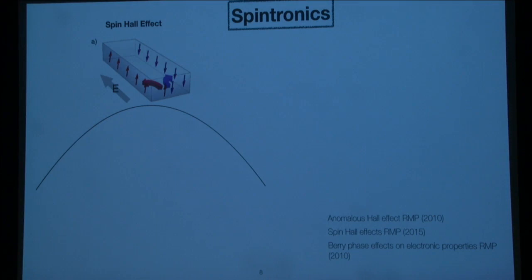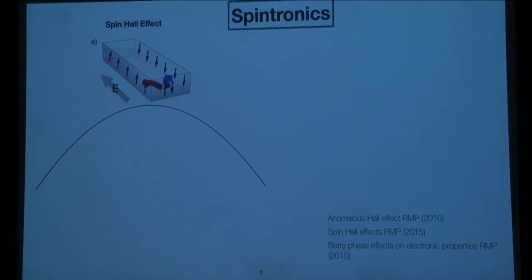But let's continue with this idea of spintronics. One of the big things in transport of spintronics is called the spin Hall effect. As you send a current through a normal metal, say something like platinum, the up spins and down spins will split and go to the sides of the material. This is probably one of the most fundamental aspects of spintronics in studying materials.